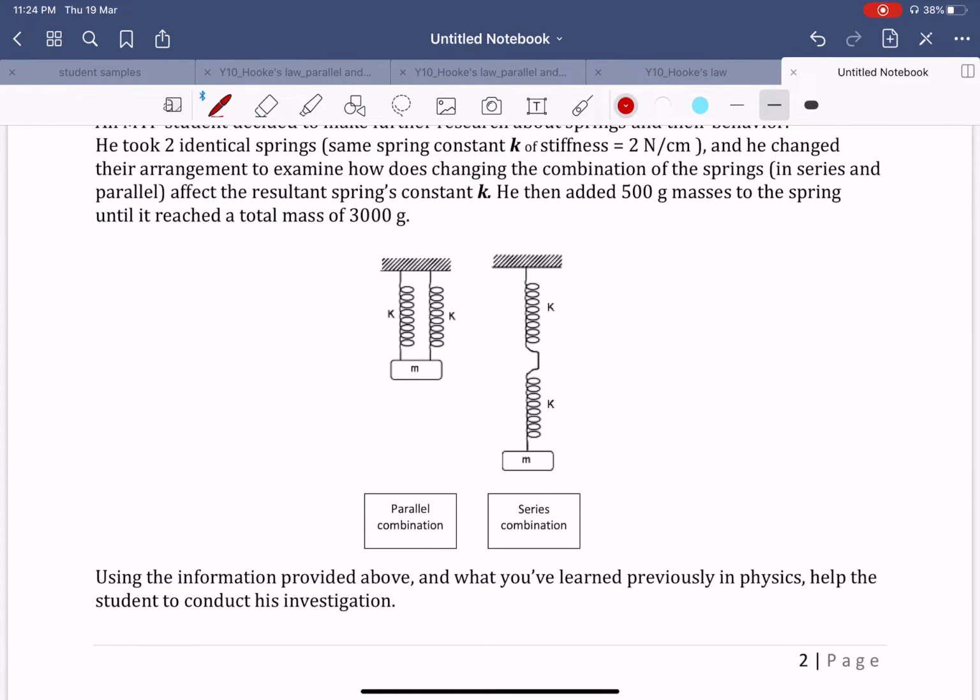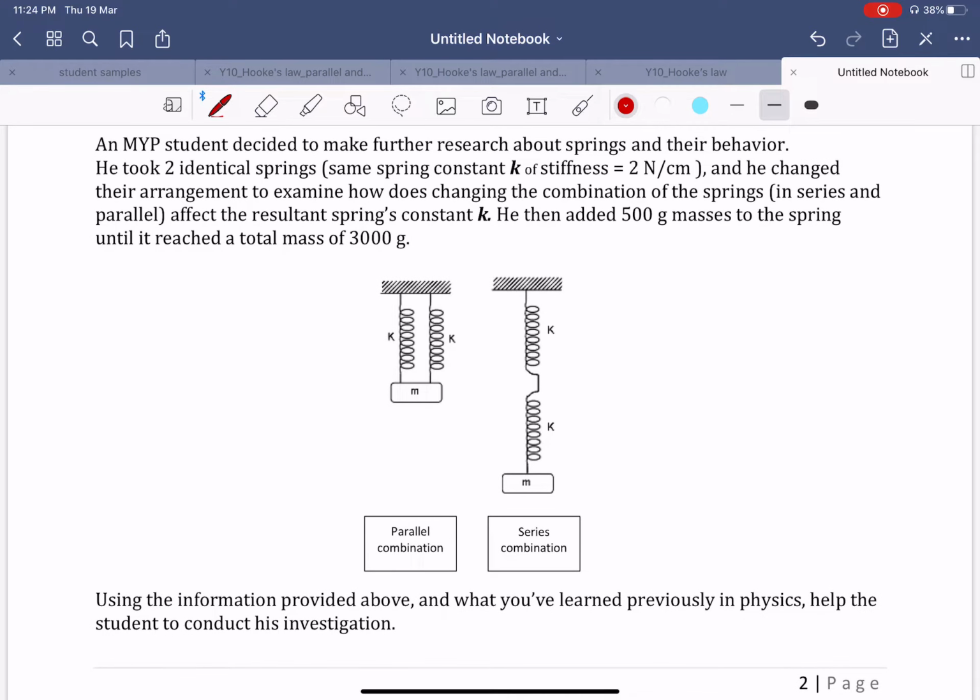This is where the actual question starts. An MYP student decided to make a further research about springs and their behavior. He took two identical springs. I'm gonna highlight anything that I feel it's useful. So two identical springs with the same K, 2 Newton per centimeter, and then he changed. So this word, it must grab your attention. He changed something, their arrangement.